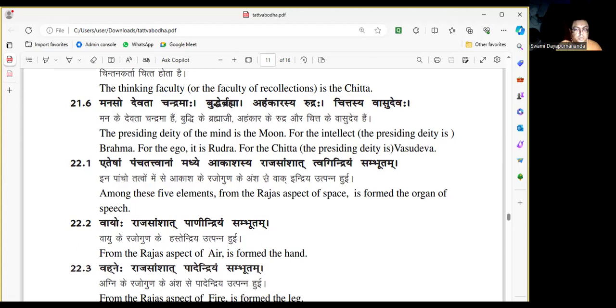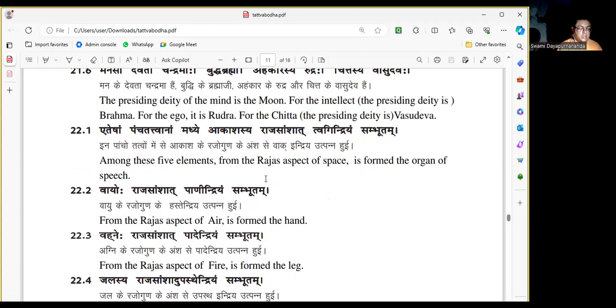Then comes 22.2, Vayoh Rajasa Anshat Pani Indriyam Sambhutam. From Akasha, Vayu. From Vayu's Sattvic Anshat we found that Tvak was there. But from the Rajasa Anshat it is the Pani Indriya, the hand, the Karmendriya, that has been formed. Then comes Varni, the Teja, the Agni. So the fire's Rajasa Anshat Pada Indriyam Sambhutam. From the Agni's Rajasa Anshat, the Padendriya, the leg, has been formed.